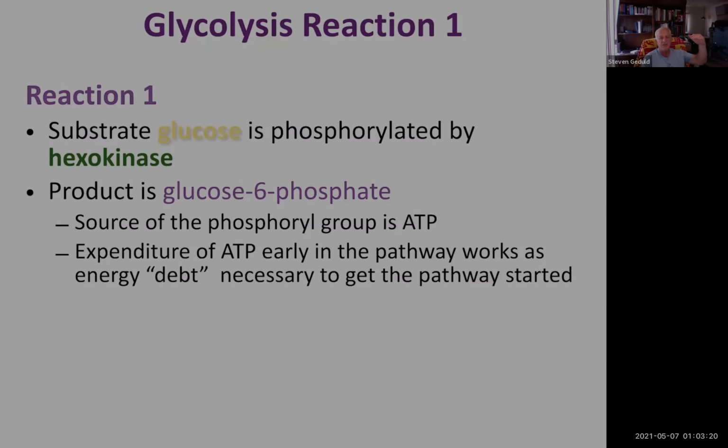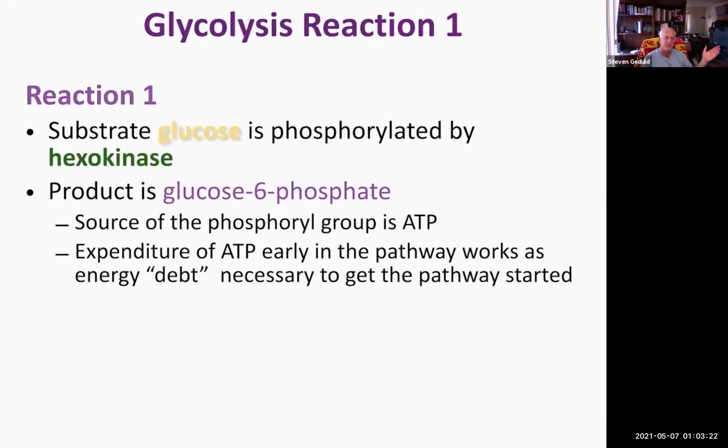Remember, there are 10 steps in glycolysis. Glycolysis is the breaking down of glucose to provide energy. That's basically what it is. So glycolysis, the first reaction, we'll go through each reaction and show you an example of it.